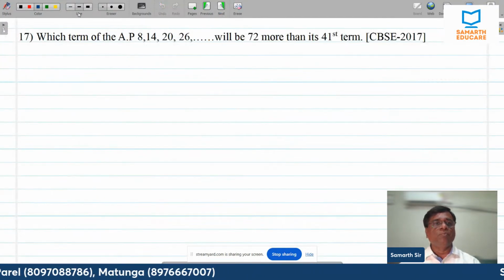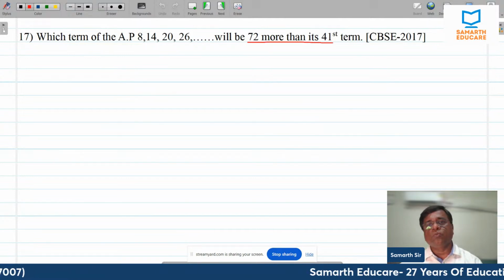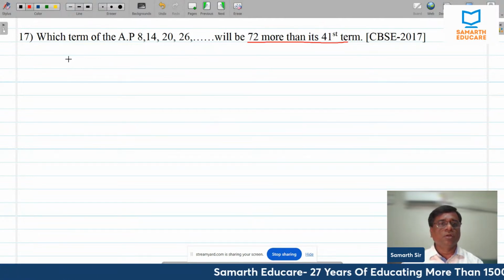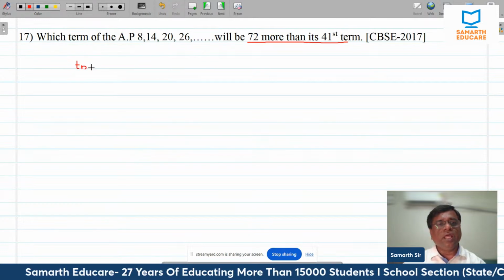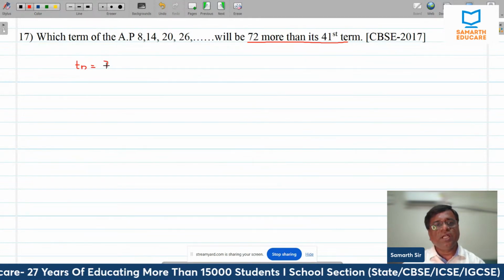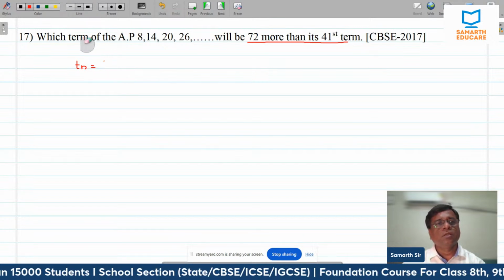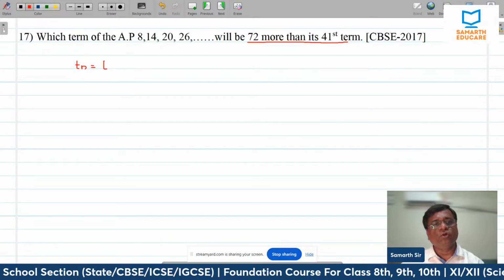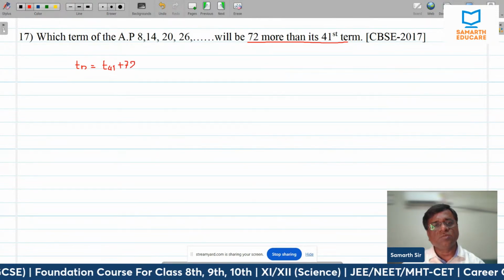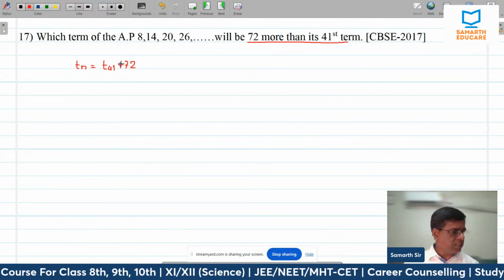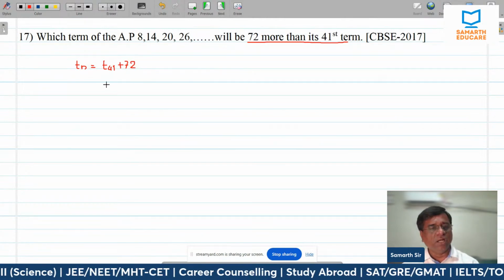Okay, now which term of the AP is 72 more than the 41st term? So let's say that is the nth term. Now that nth term is 72 more than the 41st term. 41st term plus 72 is my nth term. You have to understand the English. You have to just understand the English part.